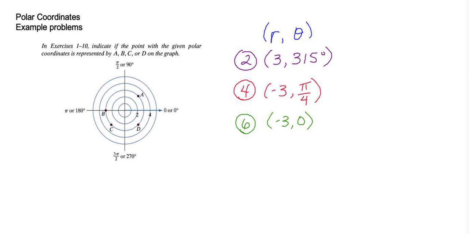For the examples that I've chosen first, it says to indicate if the point with the given polar coordinates is represented by A, B, C, or D on the graph. So number 2 says 3 and then 315 degrees. The first thing we're going to do is look at the terminal side of that 315 degree angle. We start on the positive x and we go all the way to the fourth quadrant halfway, and then we're going 3 units from the origin, and we can see that brings us to point D.